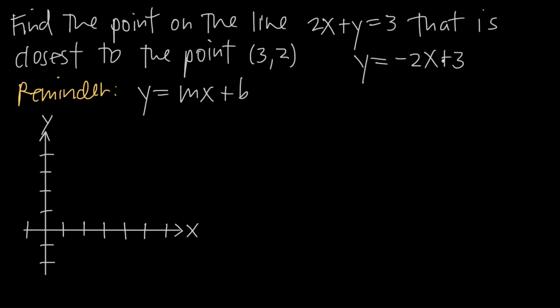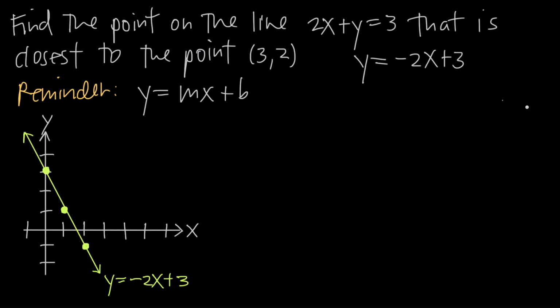Now we could do this problem without graphing the line or the point, but it'll be easier to get a sense of what we need to do if we graph them. So let's do that. We have this equation y equals negative 2x plus 3. The y-intercept is positive 3, so we go up 1, 2, 3 along the y-axis, to this point right here. Then the slope is negative 2, which means we go down 2 and over 1 this way, down 2 and over 1. So now we have this line, which is y equals negative 2x plus 3.